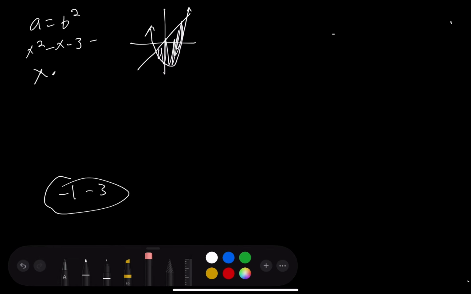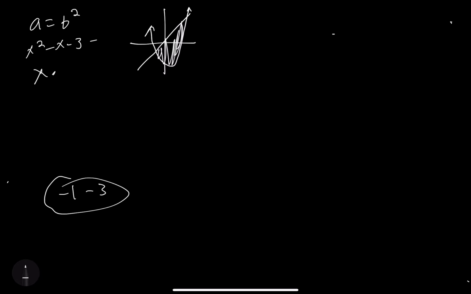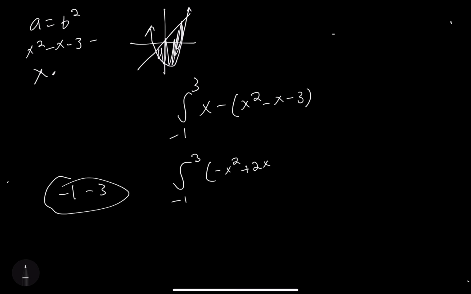Okay, so now what are we going to do? We're going to take the integral from -1 to 3 of x minus (x squared minus x minus 3), which is going to give us the integral from -1 to 3 of negative x squared plus 2x plus 3 dx. Now, that just gives us the base, so we need to square this.